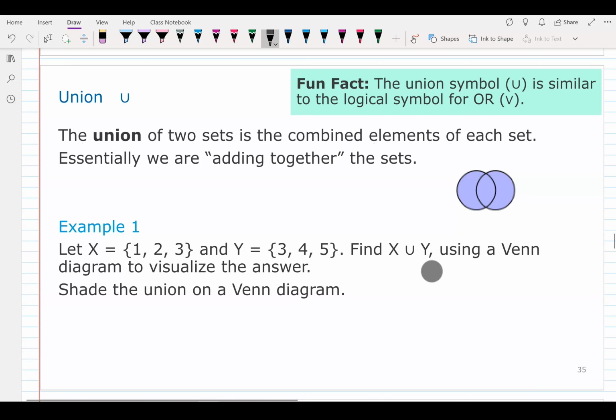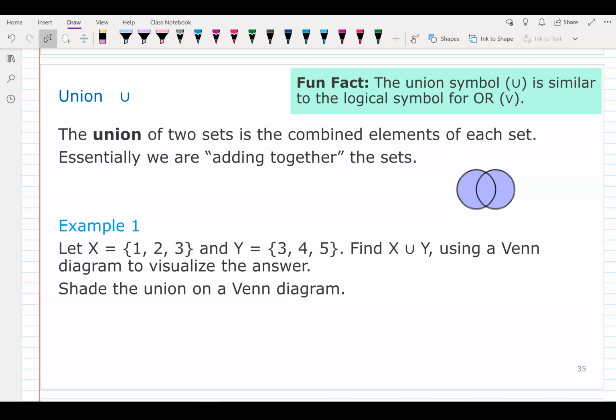What about union? Union is when we combine both sets together. Just like a marriage between two people is said to be a union between the two people's families, well, two sets, when we do the union, we add them together. And it's similar to the logical OR. So we're adding the sets together is really what we get. So if we want to take the union of x and y, we literally take the two sets and add the elements into one big set.